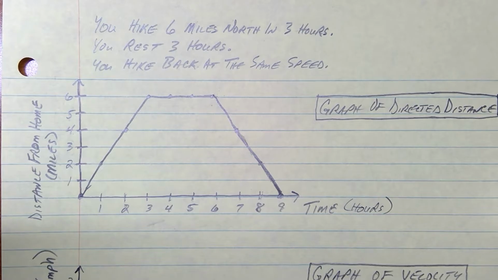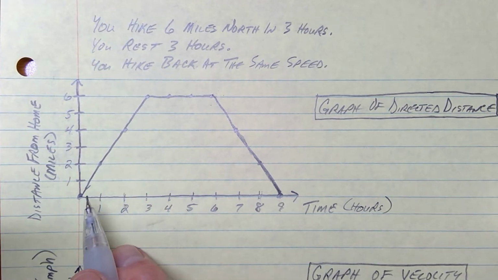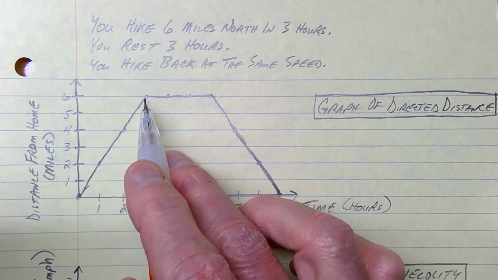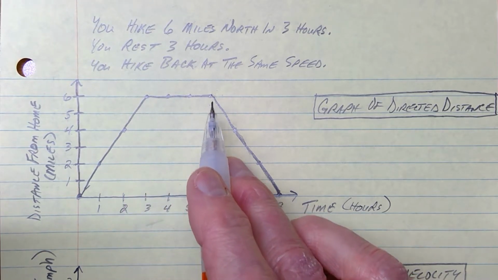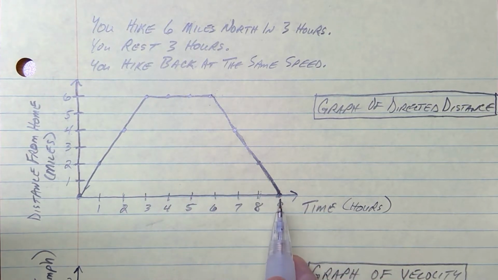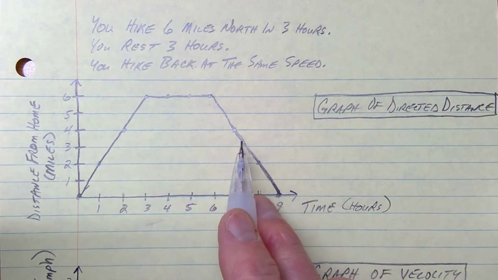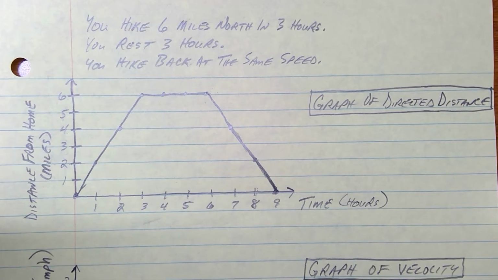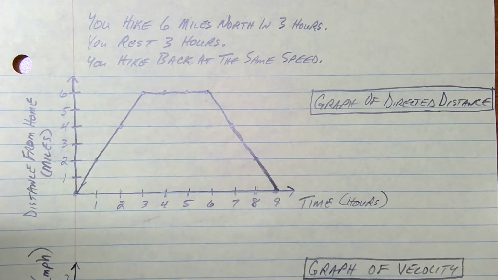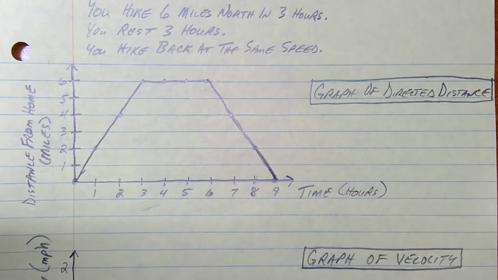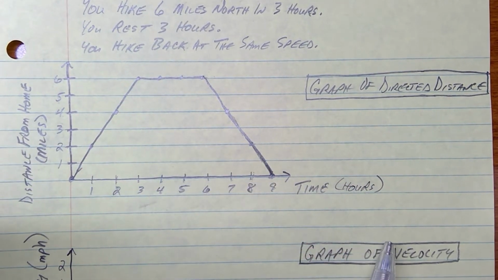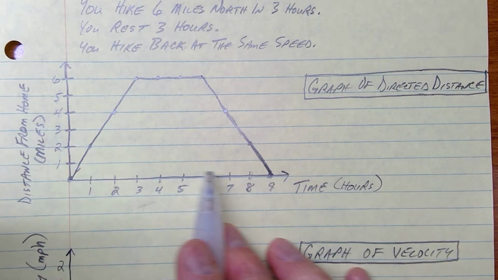All right, so you might make a note that this is kind of a linear graph. This is a line going uphill, that's a line going horizontal, and that's a line going downhill. That's going to be 3 different slopes or 3 different velocities that we're going to talk about here in a second. So let's move on to our next graph. All right, the graph of velocity. We're going to use the data from our story and our distance to graph our speed as time goes by.